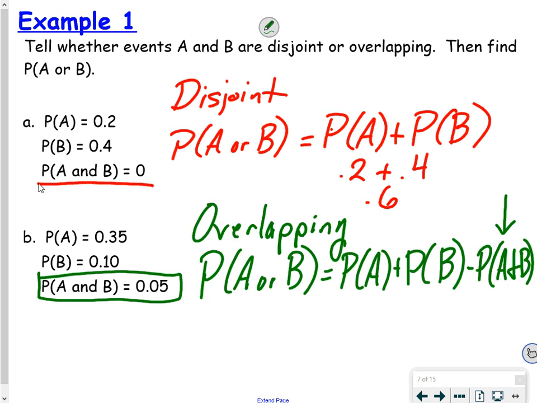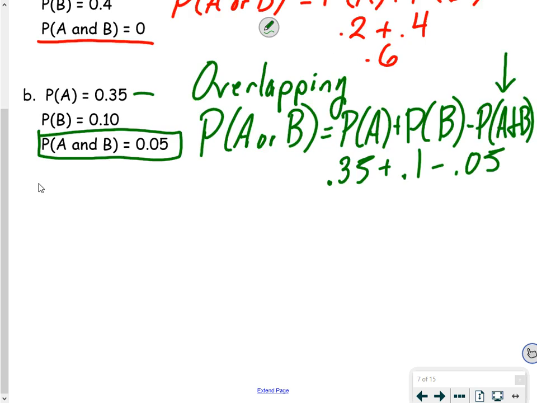So now let's plug in what we have. The probability of A is 0.35. The probability of B is 0.10. And the probability of A and B is 0.05. So 0.35 plus 0.1 is 0.45, and 0.45 minus 0.05 is 0.4. So the probability of A or B is 40%.